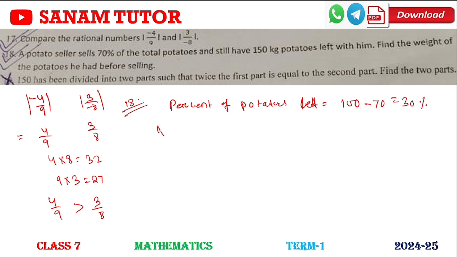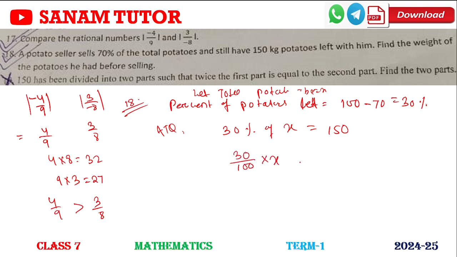Yes or no? So now according to the question we can write 30% of the total, suppose the total potato is x, equal to 150. So 30 divided by 100 into x equal to 150 kg. So x equal to 150 into 100 by 30. So the zeros cancel, 3 times 5 is 15, that is 500 kg.